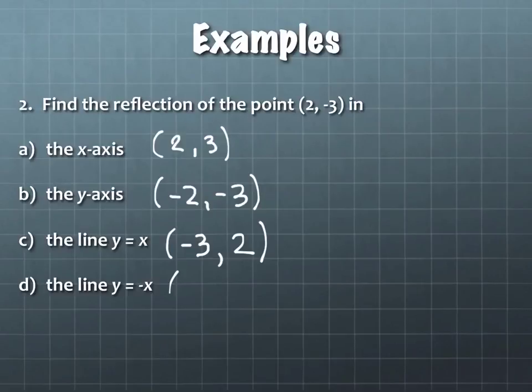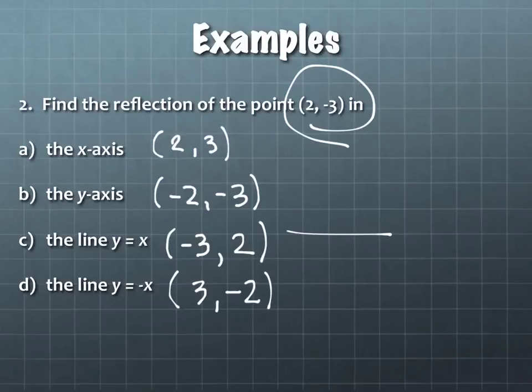And what do we do for line y equal negative x? 3, negative 2. You have to be careful. You can do it one of 2 ways. You can either go back to the original one, switch the order and change the signs, or you could look at the one you just did on C and just change the signs from C because it already switched the order. Your call.